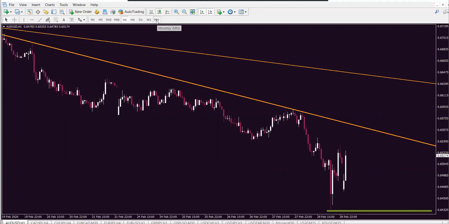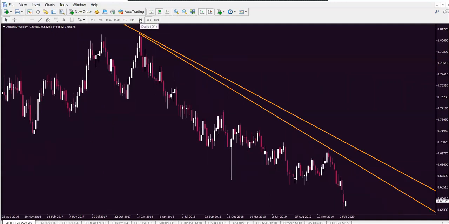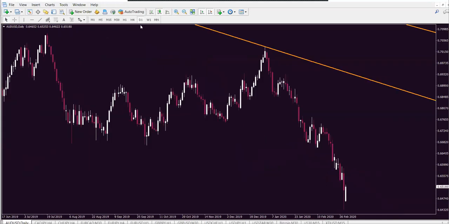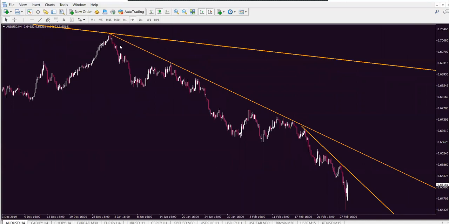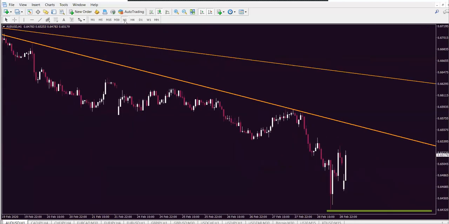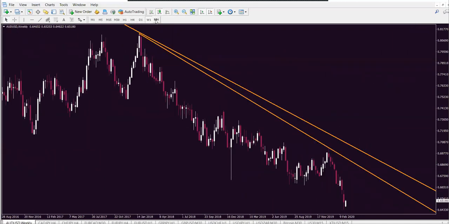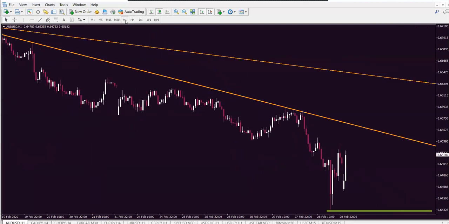So this is Australian USD. We begin from the monthly. You can see a clear bearish trend, weekly bearish trend, daily bearish. You can see the bearish trend, and we're getting some bullish movement now, which I'm definitely not interested in. So now I'm only interested in myself.